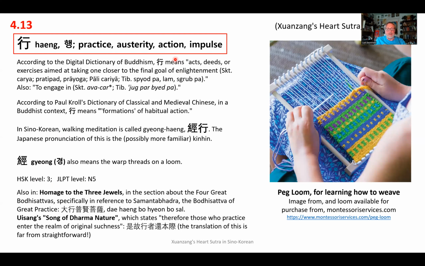Okay, so the meaning of this character, and it comes up a lot in Buddhism. Here's a Buddhist definition of this character from the online Digital Dictionary of Buddhism: acts, deeds, or exercises aimed at taking one closer to the final goal of enlightenment. Or more generally, something that you engage in, or the act of engaging in something. In another source, not online, I just have it as a physical book, Paul Kroll's Dictionary of Classical and Medieval Chinese, Heng means formations of habitual action, so that's basically what this is saying up here.